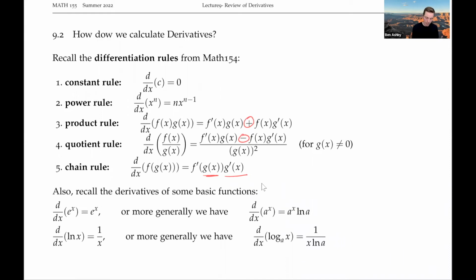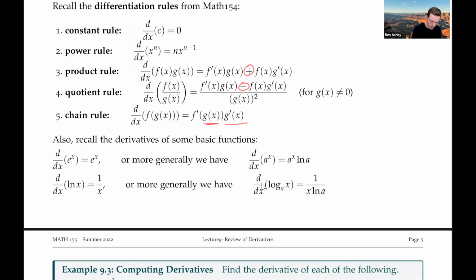There are also various other basic functions that we should remember. If you have e to the x, the derivative of that is just e to the x, and that's the special property of the exponential function. We also have these other ones here, which I won't go through now, but just remind yourself of these.